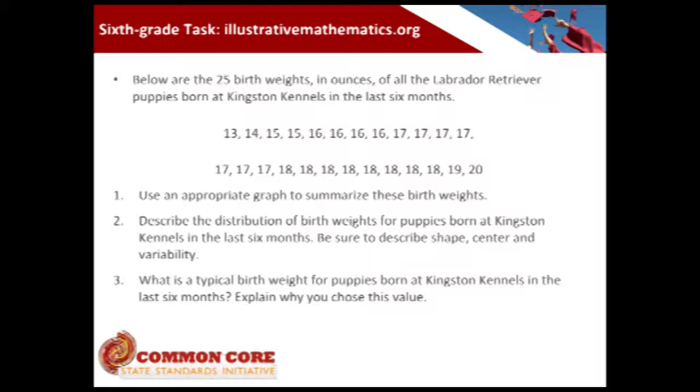So if I was someone thinking about whether or not my puppies should be born at this kennel, what would I expect to be a reasonable birth weight for my Labrador Retriever puppy? That gives you a simple real-world example of what the students can then be expected to do with the data. And this would be a great culminating task at the end of your statistics unit because it brings all of those things into play. Okay.